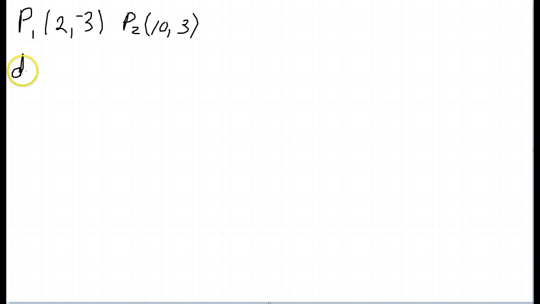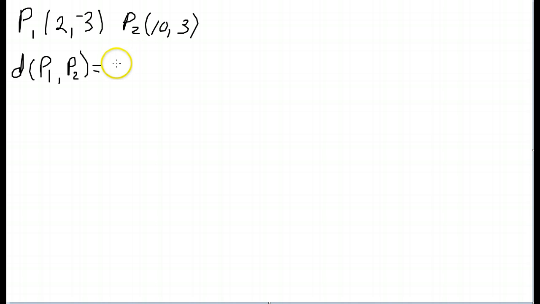All right, we are going to be looking at the distance formula today. Now, the distance formula is used when you want to find the distance between one point, point 1, which we'll say is (2, -3), and point 2, which is, let's say, (10, 3).